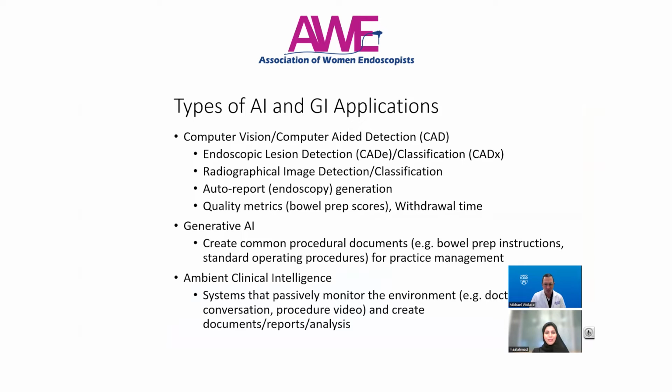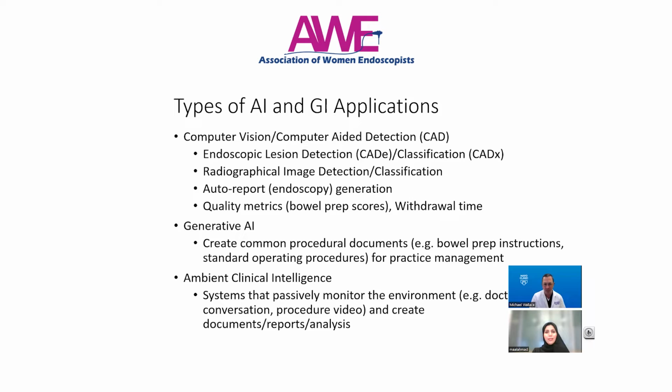So today we're going to talk about some of the types of AI and GI applications, but particularly focus on computer-aided detection, where most of the literature is coming from these days. Computer-aided detection refers to the ability of computer technologies, particularly machine learning, and more broadly AI systems, to detect and classify lesions that we see on a computer screen or on an endoscopy screen.